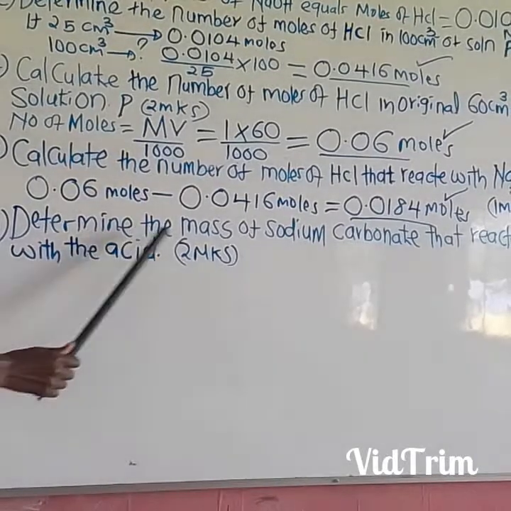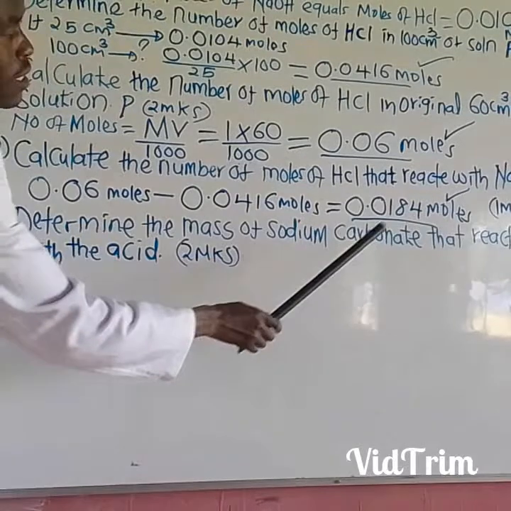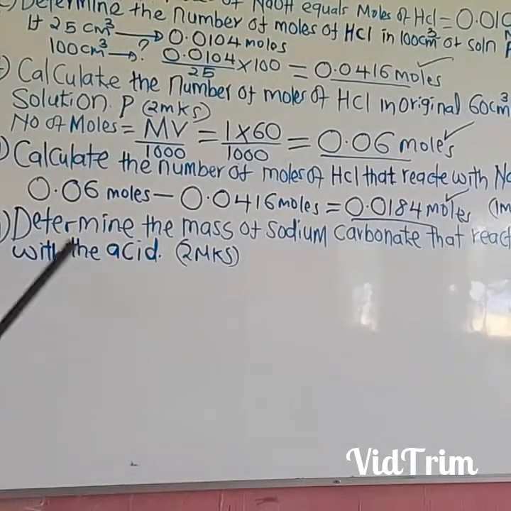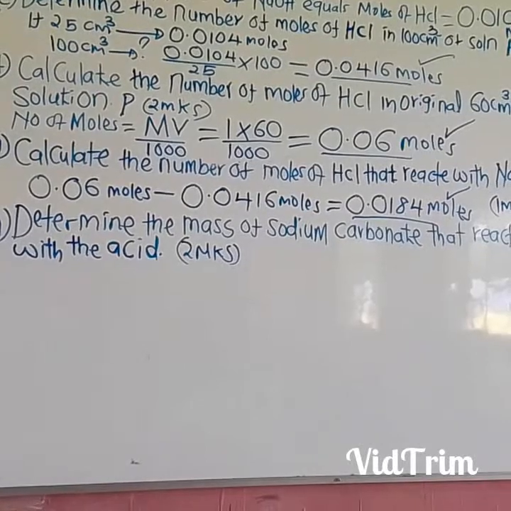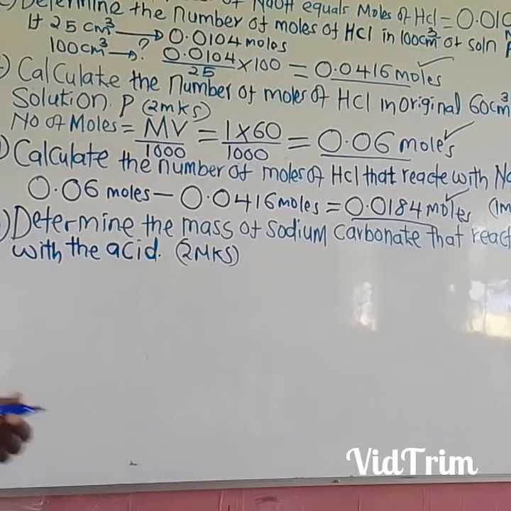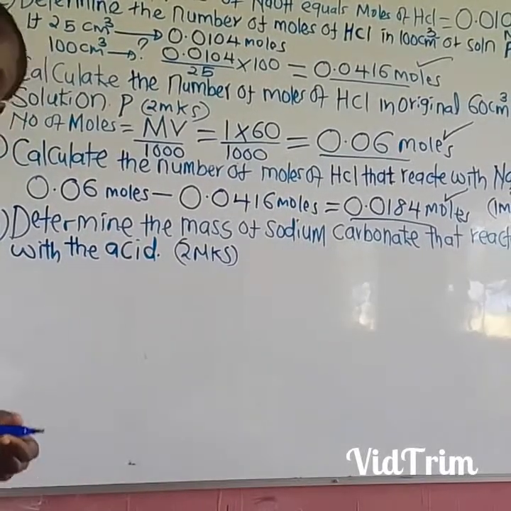Then lastly, the last question, question H. Determine the mass of sodium carbonate that reacted with the acid. So this is another reaction between the acid and sodium carbonate, so you have to write down a chemical equation. Is it okay, my student?